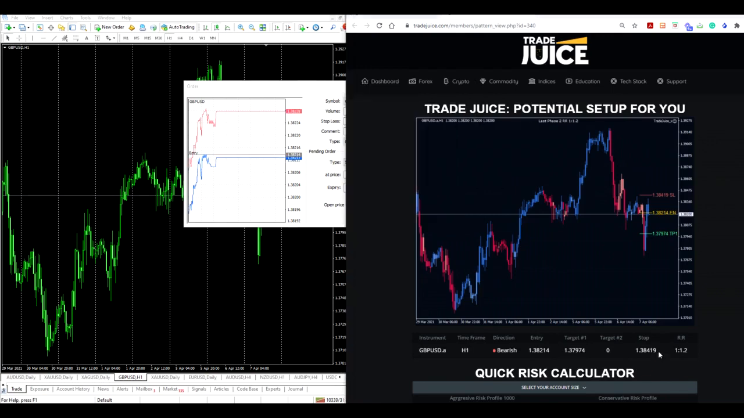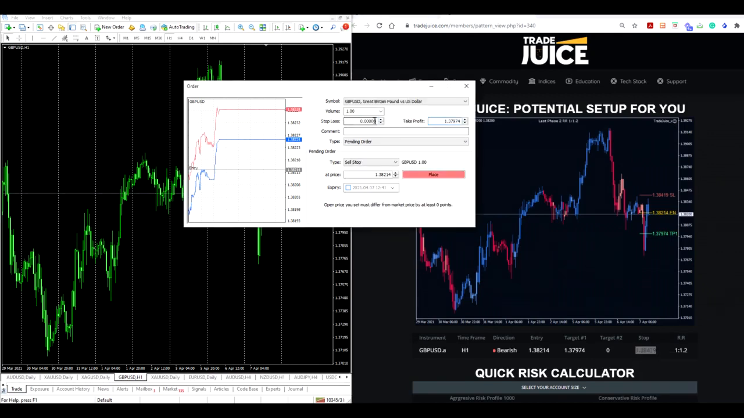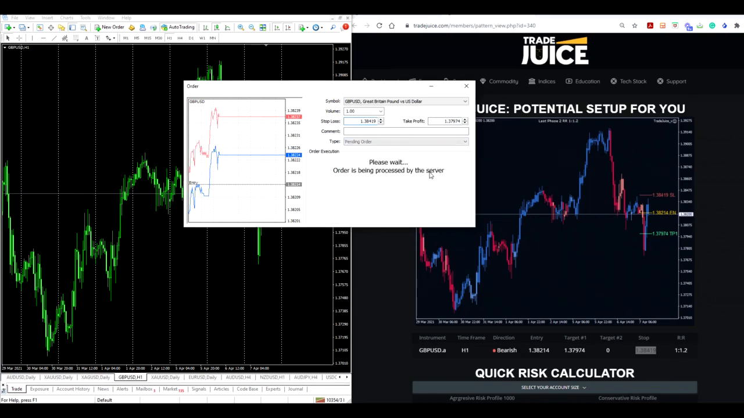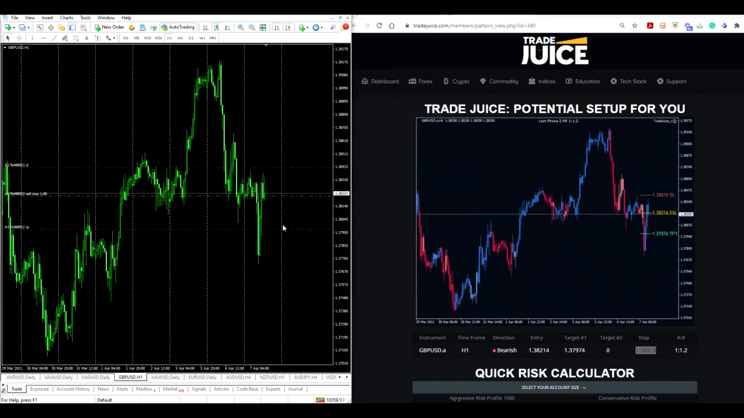Next, I want to just copy over the stop. Copy paste, and there we go. Paste the trade, and we should be in the trade straight away once it hits that area there for the sell stop. And I'll just let that play out a bit. There's where our take profit target's been set as per the suggestions, and the stop loss as indicated on the chart on Tradejuice.